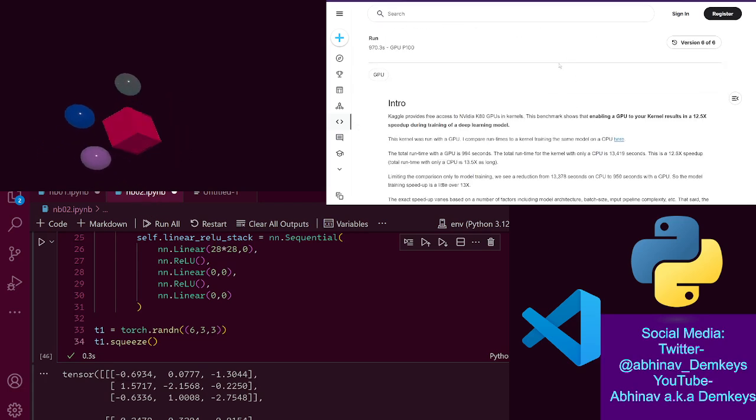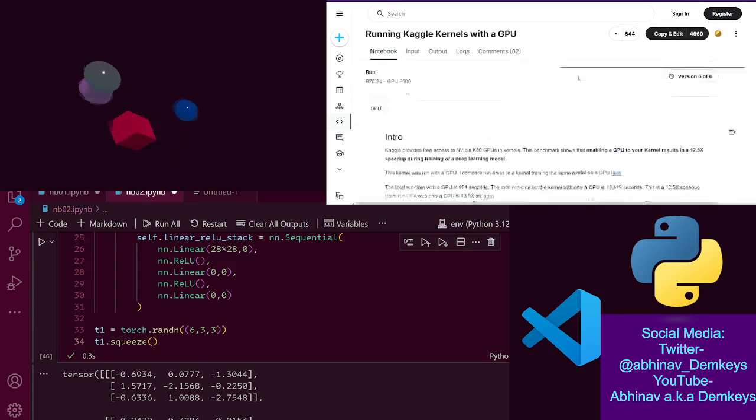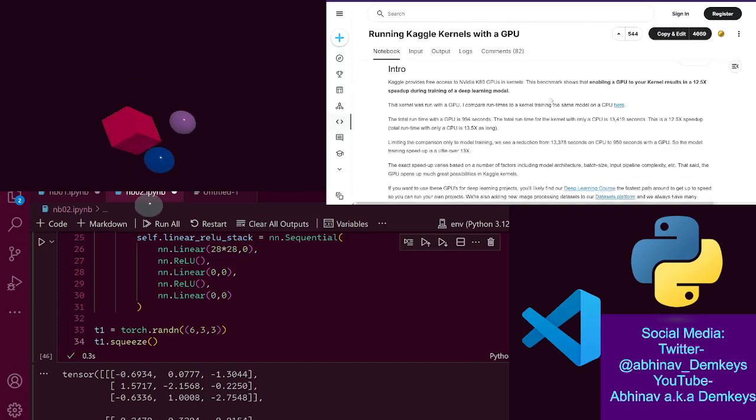Okay, so this was posted 6 years ago. And then there was this article as well: Kaggle provides free access to NVIDIA K80 GPUs in kernels. This benchmark shows that enabling a GPU to your kernel results in a 12.5x speed up during training of a deep learning model.